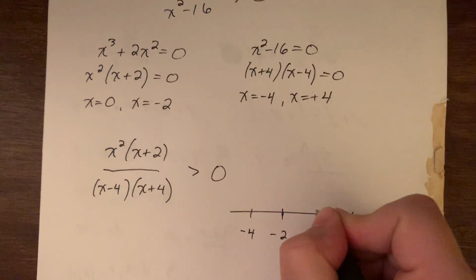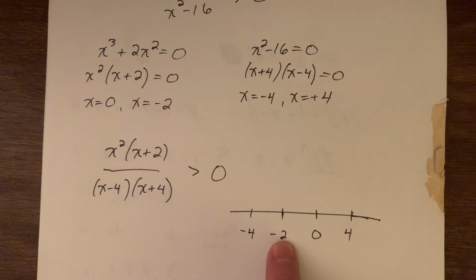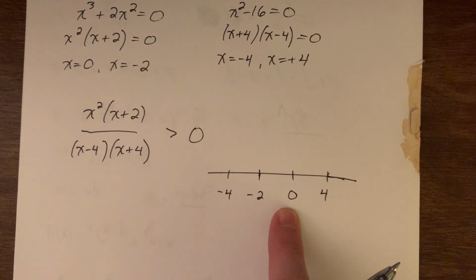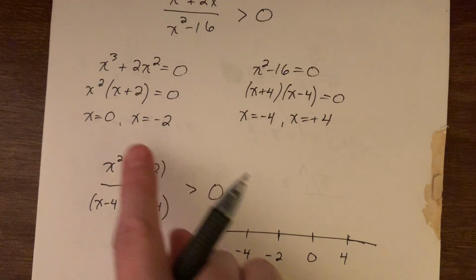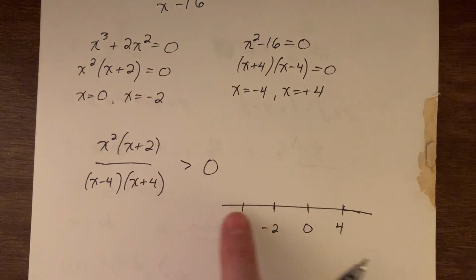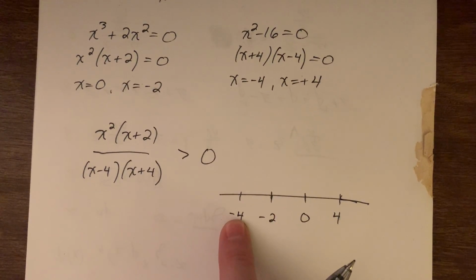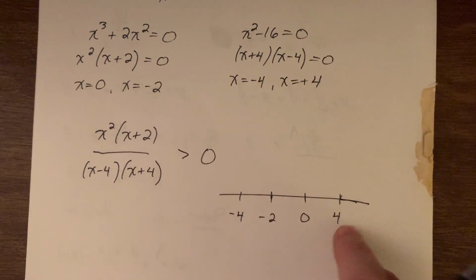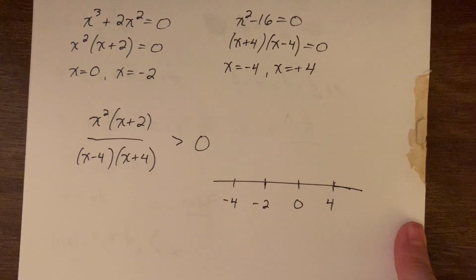Once again, notice I'm not trying to do this to scale. -2 is 2 units away from 0, 4 is 4 units away from 0, but I just need to make sure these are in order. And now we had 4 important x values, so we have 5 intervals left behind. -infinity to -4, -4 to -2, -2 to 0, 0 to 4, 4 to infinity. We're going to pick an x value for each one, test the signs.